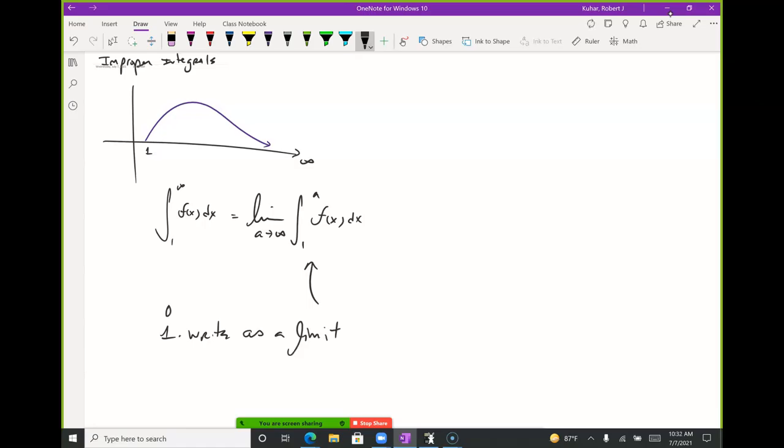Well, maybe step zero. Look at the area, right? Write as a limit. Step two. Find the antiderivative, right? Evaluate the integral. Evaluate the limit.